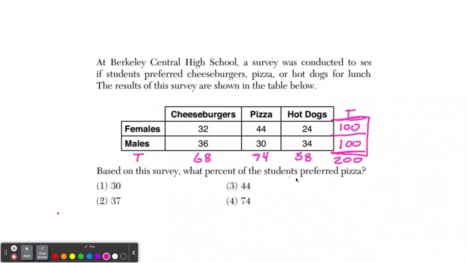So what percentage of students preferred pizza? Well, we know 74 wanted pizza out of 200. So if you just divide that out, you'll get 0.37. Move it twice, and it's 37%. And in this case, they said, what percent? There it is, 37%.